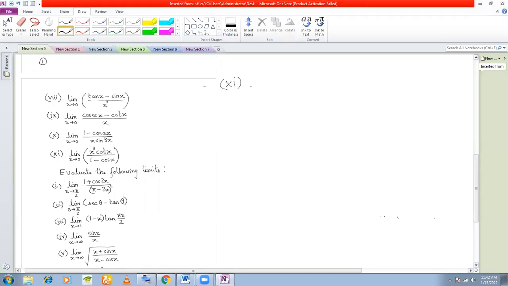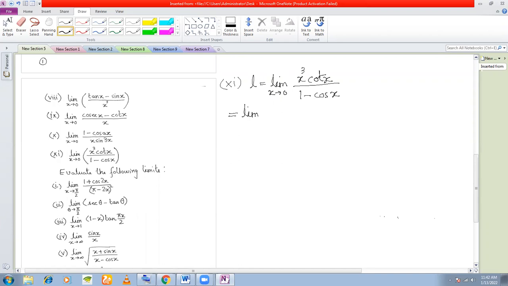And the question here is, given the limit as x tends to 0 of x cube cot x divided by 1 minus cos x. Obviously, if you put x equal to 0 here, you're going to get an indeterminate form.